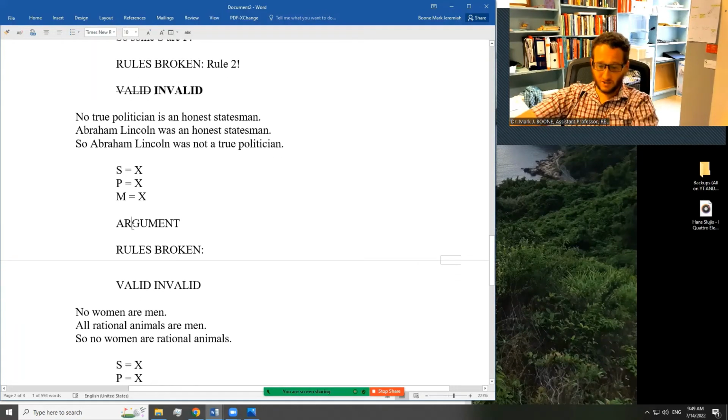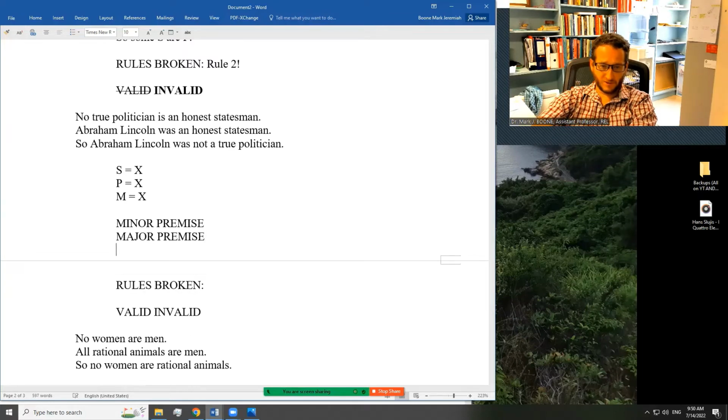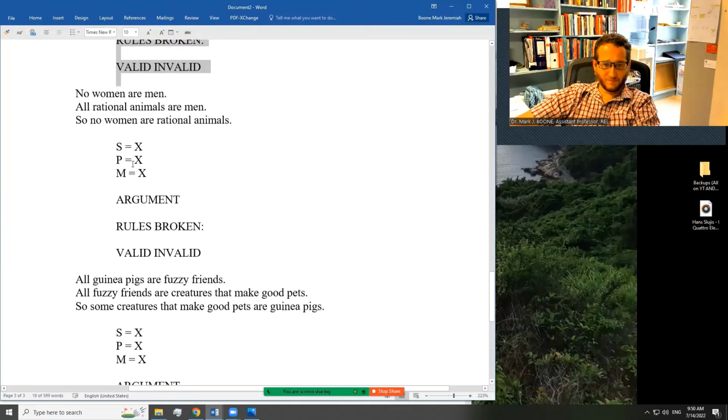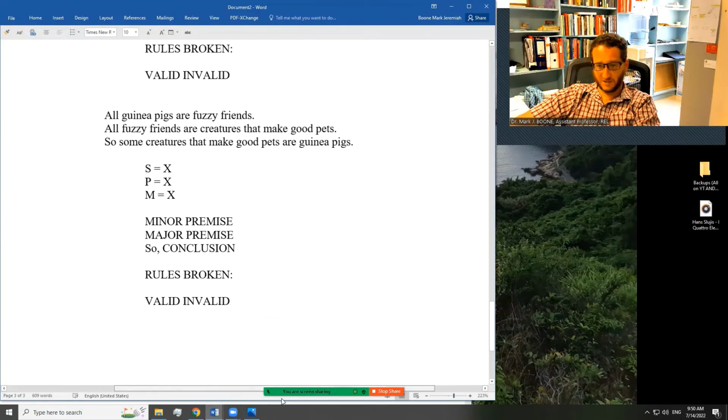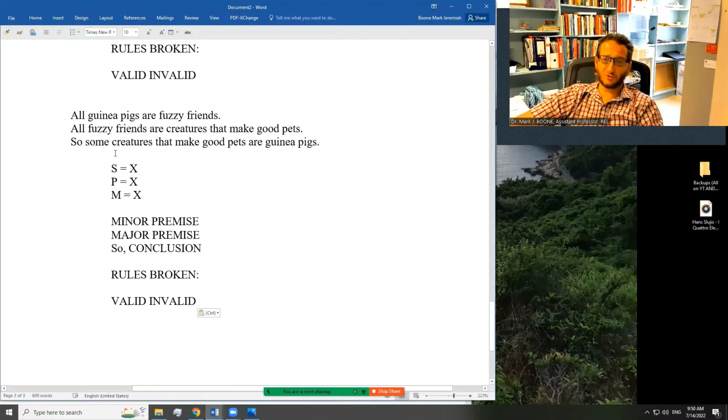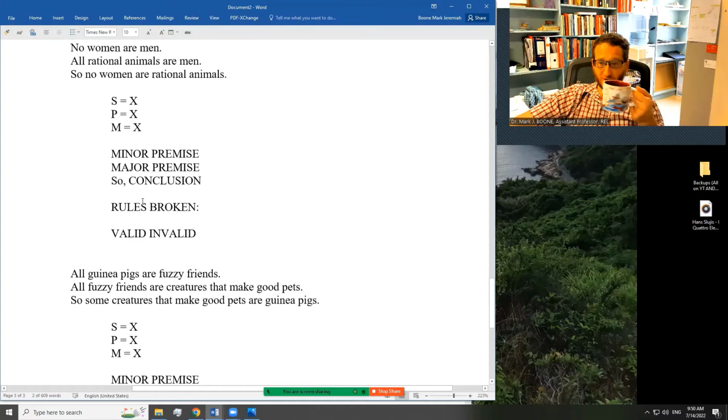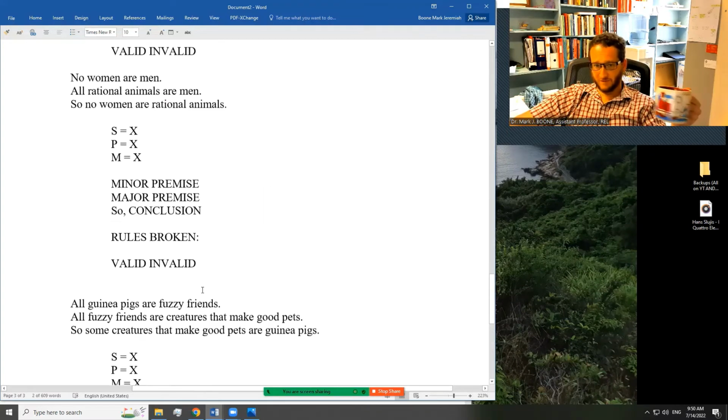All right, no true politician. Just one moment. This is a slightly better setup. For any categorical syllogism we're testing for validity using the 6 rules method, you should be prepared to do this. Give the scheme of abbreviation for SPM. Give the minor premise, major premise, and conclusion symbolized using SP and M. State which rules are broken and then state whether it's valid or invalid. And if your teacher tells you to, also name the fallacy.